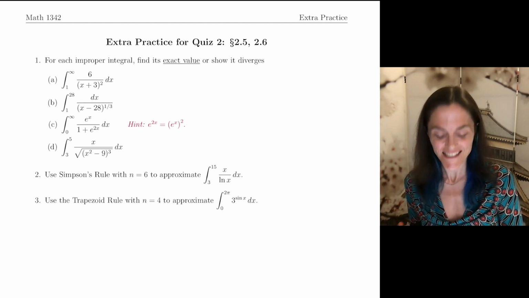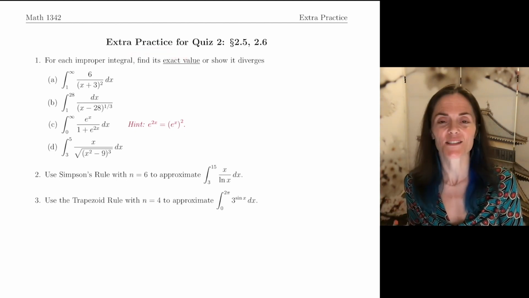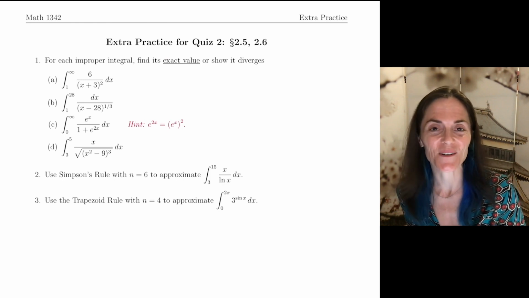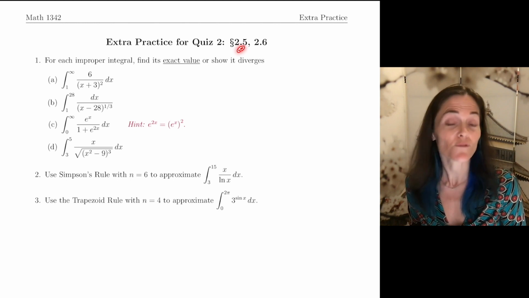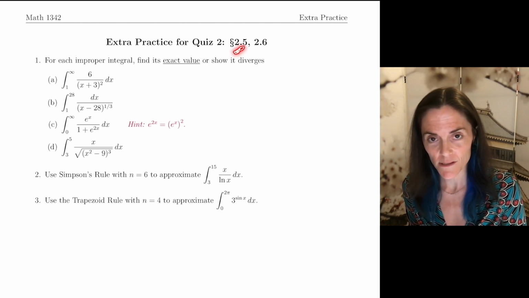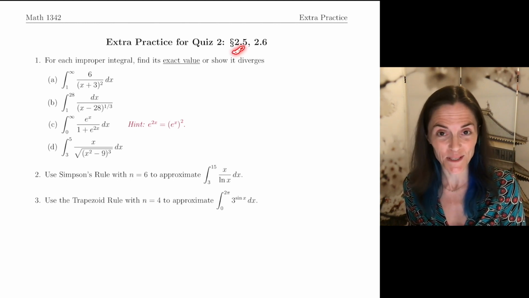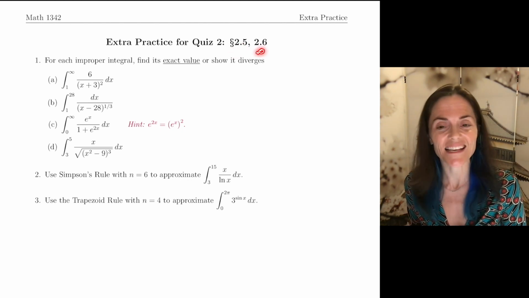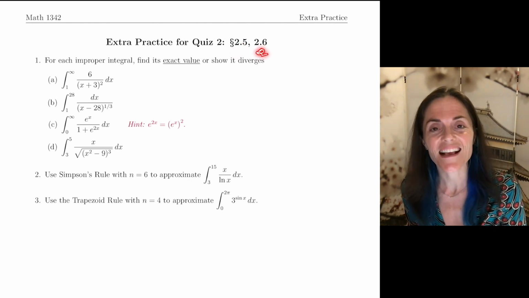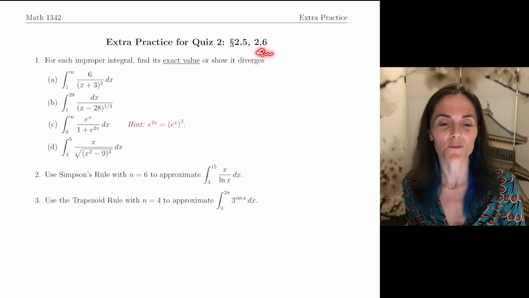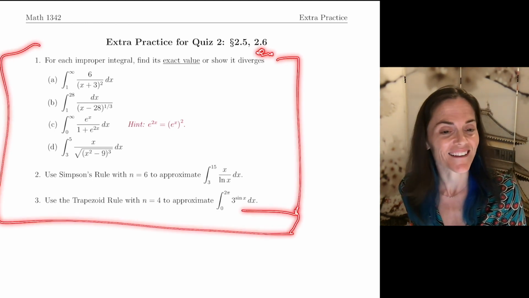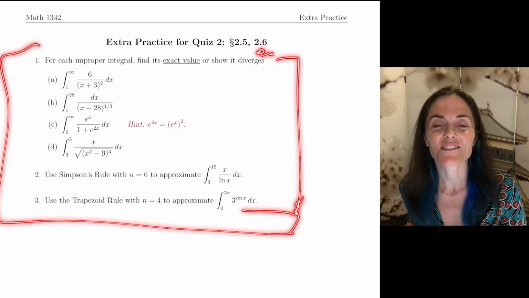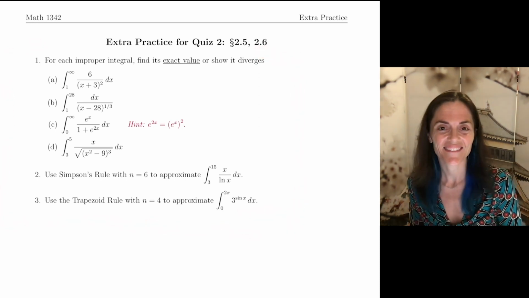Hello, this is extra practice for quiz 2 in Math 1342, Calculus 2. Quiz 2 covers 2.5, which is improper integrals. We have both type 1 and type 2, and then 2.6, which is numerical integration, Simpson's rule, and trapezoid rule. And you can see my few extra problems here to practice to get ready for this quiz.